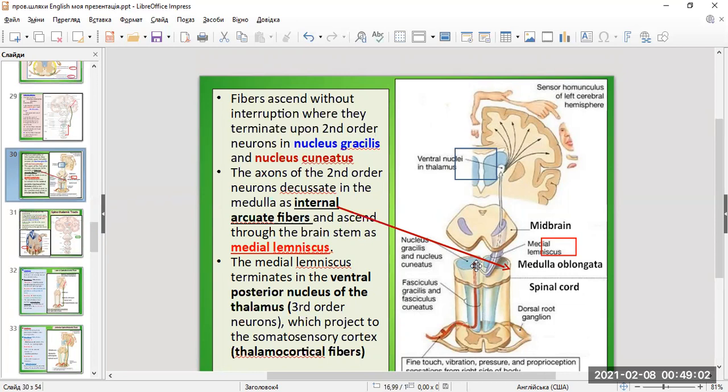The axons of the second-order neurons decussate in the medulla as internal arcuate fibers and ascend in the brainstem as the medial lemniscus. The medial lemniscus terminates in the ventral posterior nucleus of the thalamus. Third-order neurons, which project to the somatosensory cortex, form the thalamocortical fibers.